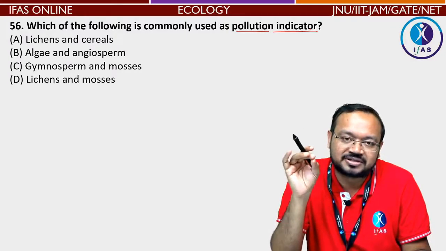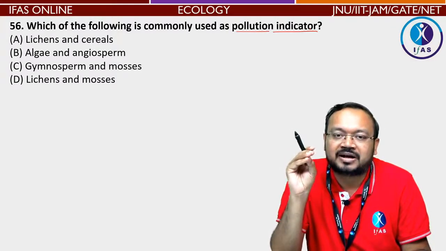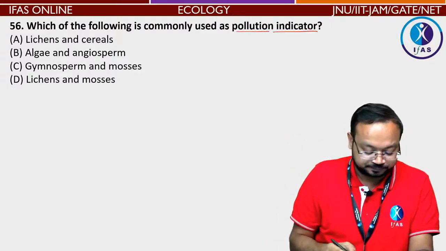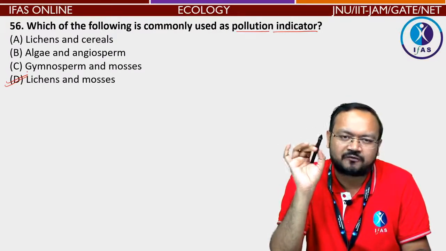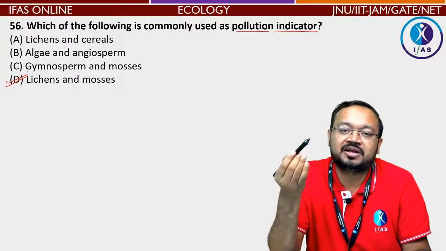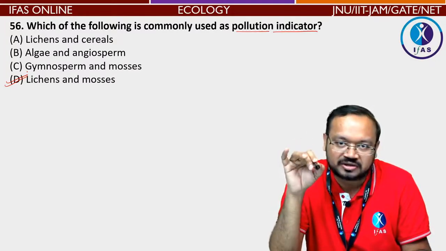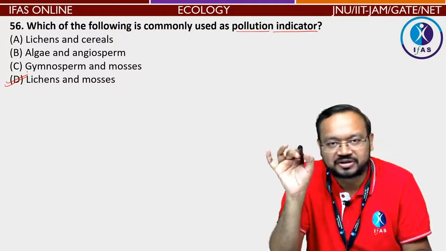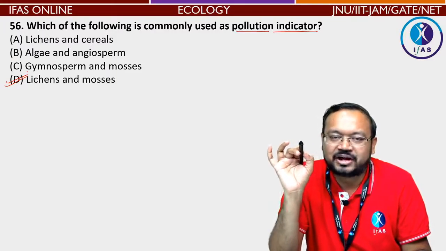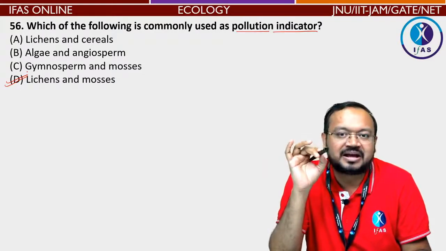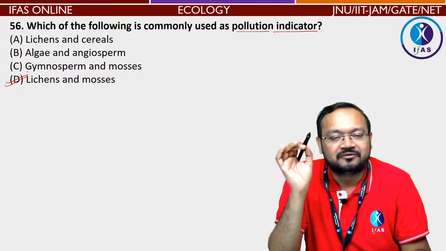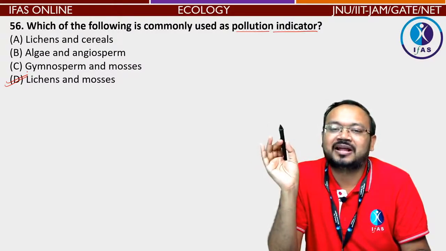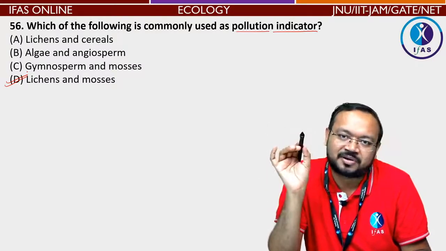Mosses are very sensitive to nitrogenous pollutants. So the correct answer should be lichens and mosses. They are very common indicators of pollution in the atmosphere as well as in soil. If the soil and water get polluted because of any pollutant, these are the organisms that can behave as indicators. We can easily see the disappearance of lichens and mosses in a polluted area.